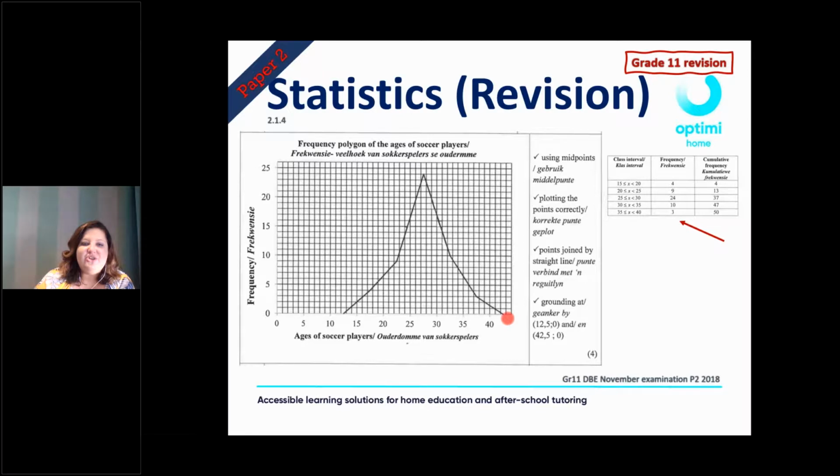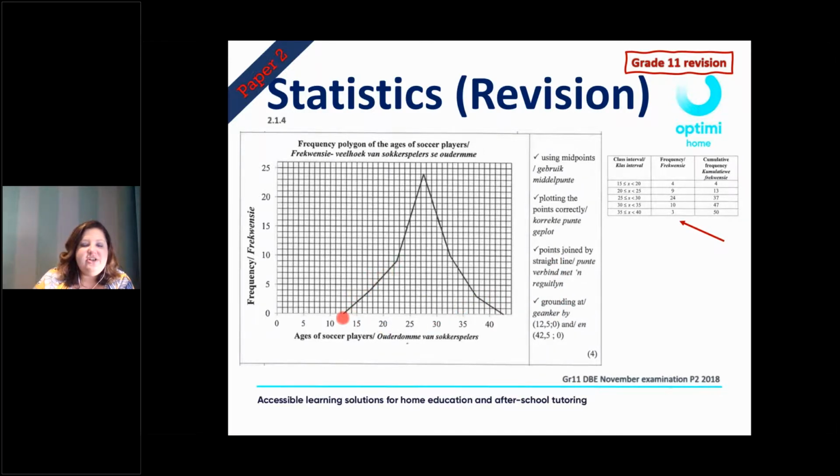So what do you get marks for? For using the midpoints of your classes. So they want to see at 17.5, not at 15, that your value was 4, that you plot your points correctly, that you join it with a straight line. It's not a curve. I repeat, it's not a curve. I want to see straight lines from the class midpoints to the others. It doesn't matter if it's a jagged line. And then, did you ground them?